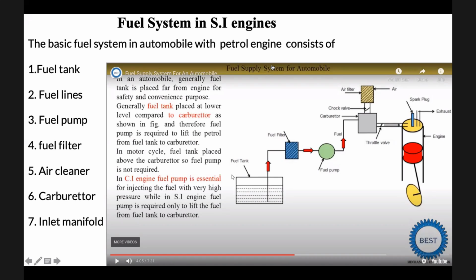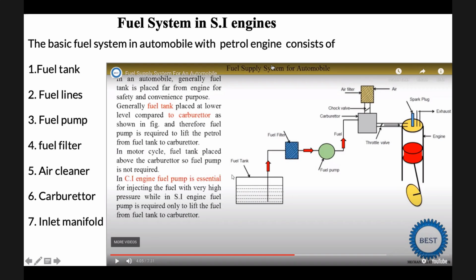The fuel is injected, sir. Fuel is injected where? Into the cylinder of the engine. Into the combustion chamber. Okay, since the fuel is to be injected at high pressure, because due to the compression, the pressure inside your combustion chamber is very high. So one basic principle is that a fluid will always flow from a high pressure region to a low pressure region.